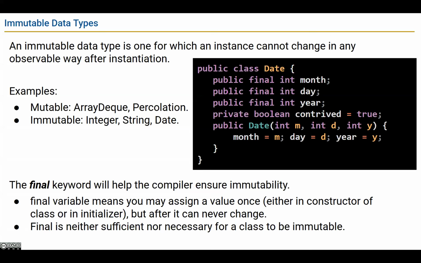Mutable things include things like the deck class or the percolation, because you can make changes to it as you go, right? If I add last to a deck, I've changed the deck somehow.